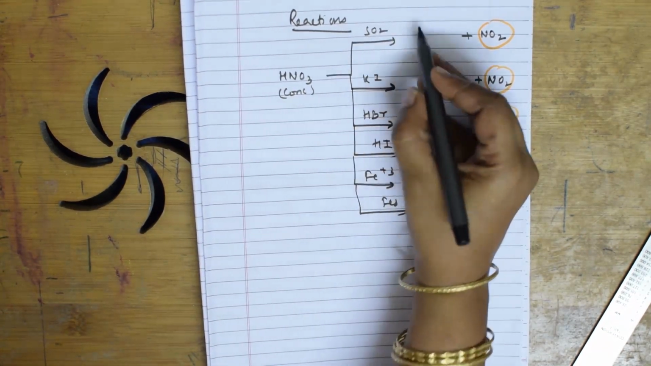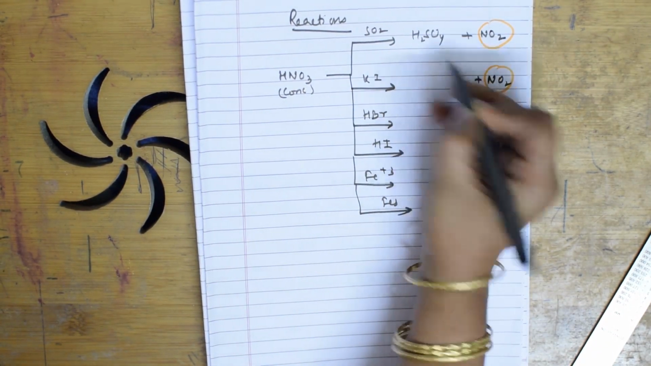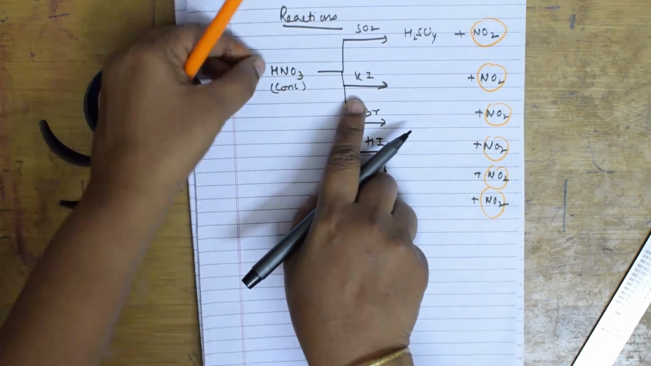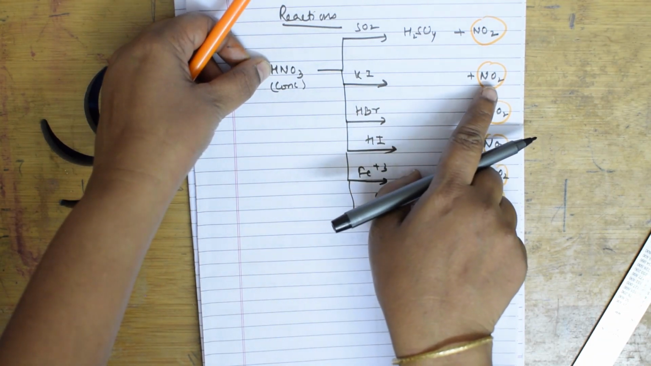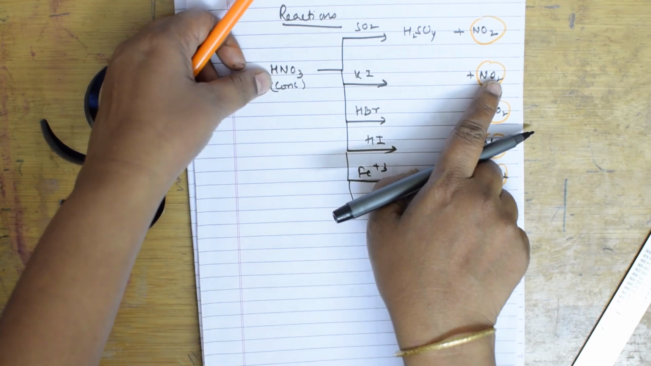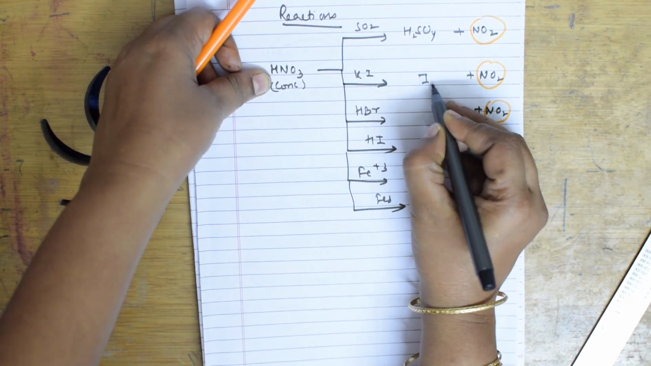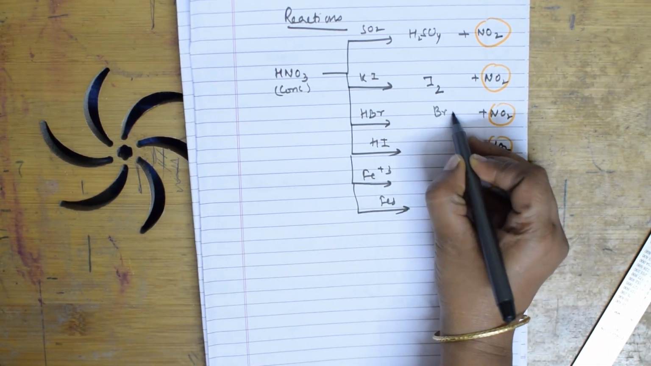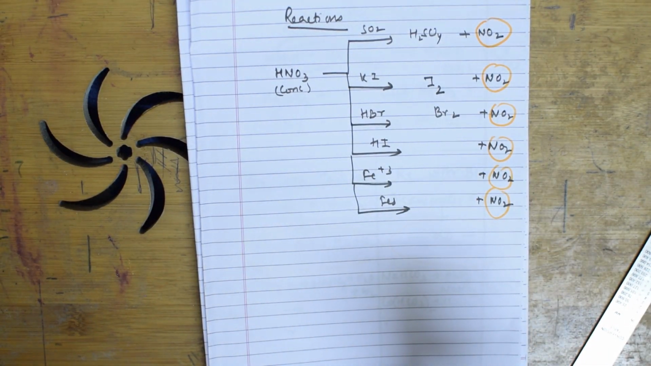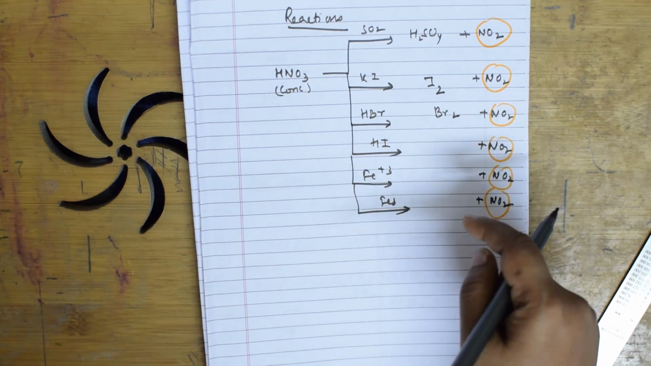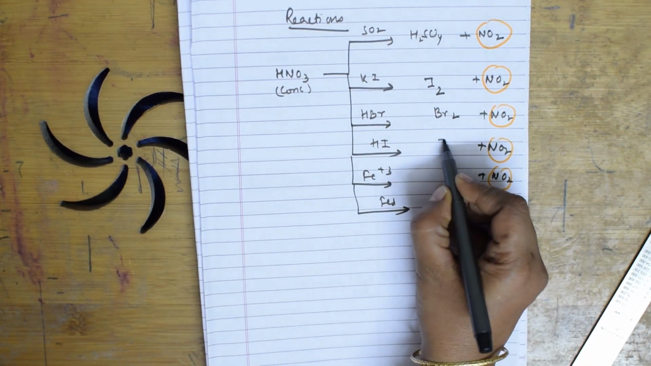So HNO3 plus sulfur dioxide gives sulfuric acid, right? So HNO3 plus KI. Just see, as I told you, nitrogen dioxide gas is released out, and what is left? This being an oxidizing agent, you'll be getting I2. For Br, you'll be getting Br2. Yes, students? Yes. So for one more, HI, here also you'll be getting I2.